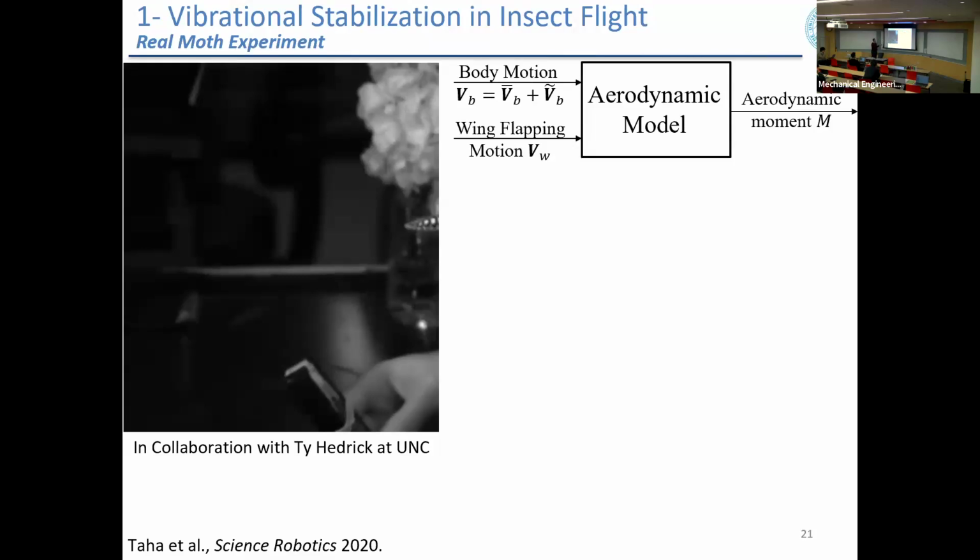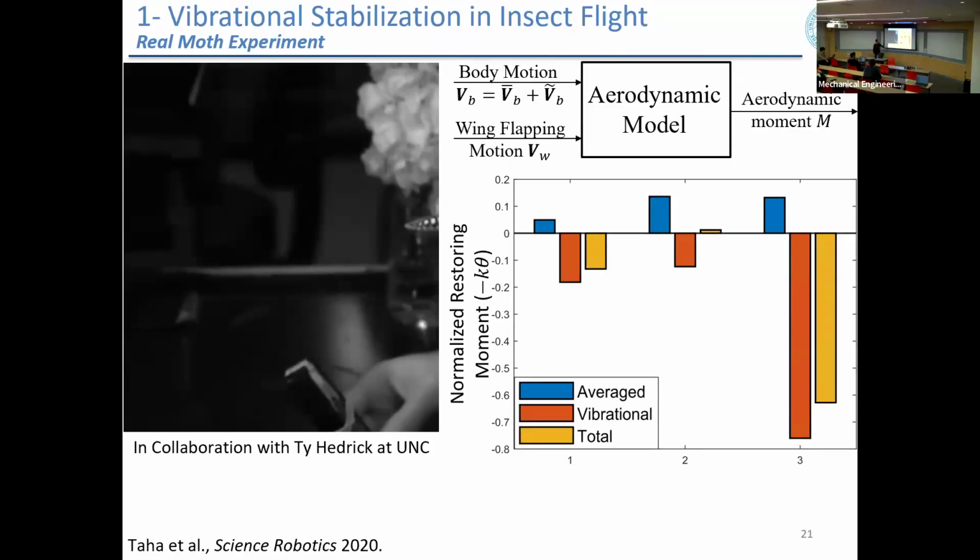And the body motion, we now have control. We can consider the effect only of the averaged body motion or the zero mean contribution that is neglected when we do averaging. We pass it to an aerodynamic model, get an estimate of the aerodynamic moment. This is the variation of the net aerodynamic moment over the flapping cycles, first, second, third, during the excursion. Negative means it's opposing the motion, so stabilizing.